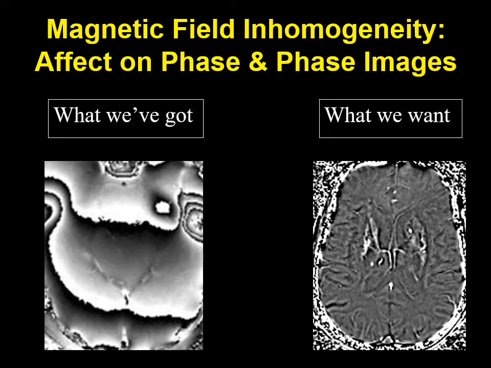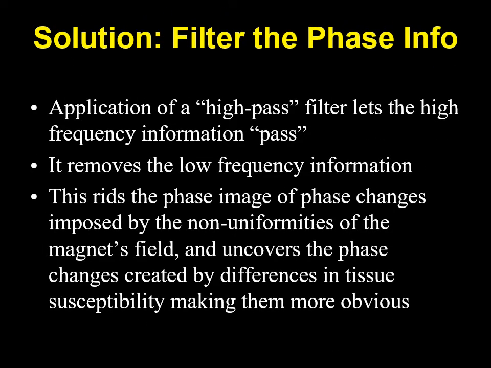So what we've got coming out of the scanner looks like the image on the left, but what we want is to get rid of this low frequency information and end up with an image like the one on the right. The way this is done is a filter is applied to the image. It's called a high pass filter that lets the high frequency information pass and the low frequency information is eliminated. This rids the phase image of phase changes imposed by the non-uniformities of the magnet's field and uncovers the phase changes created by differences in the tissue susceptibilities, making them more obvious. So we want to get rid of that low frequency information that masks the useful stuff.